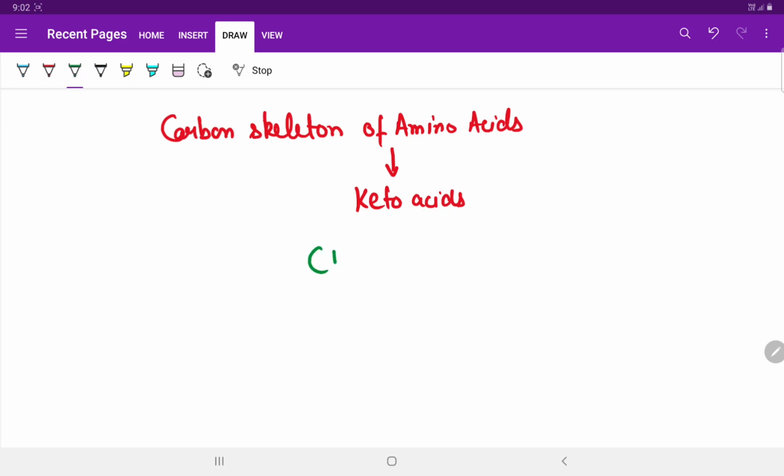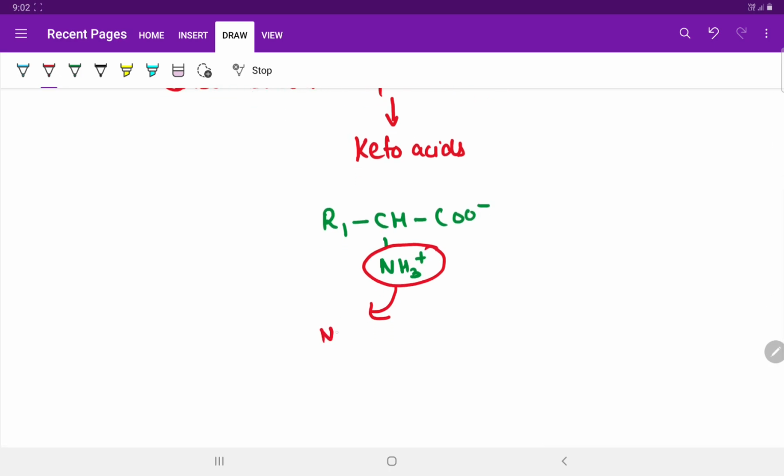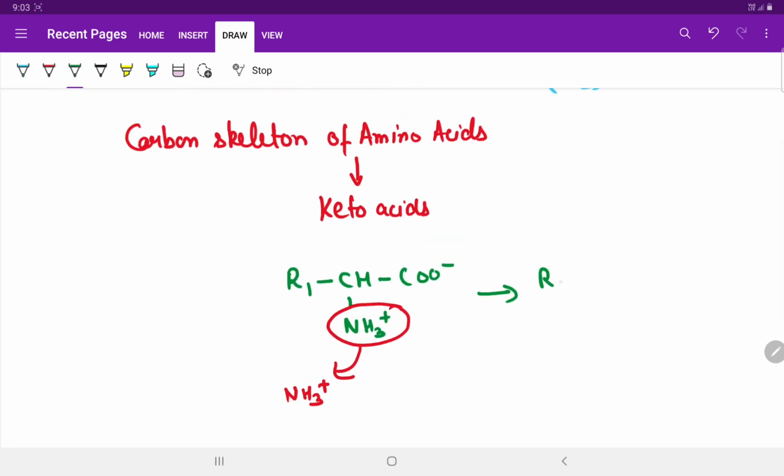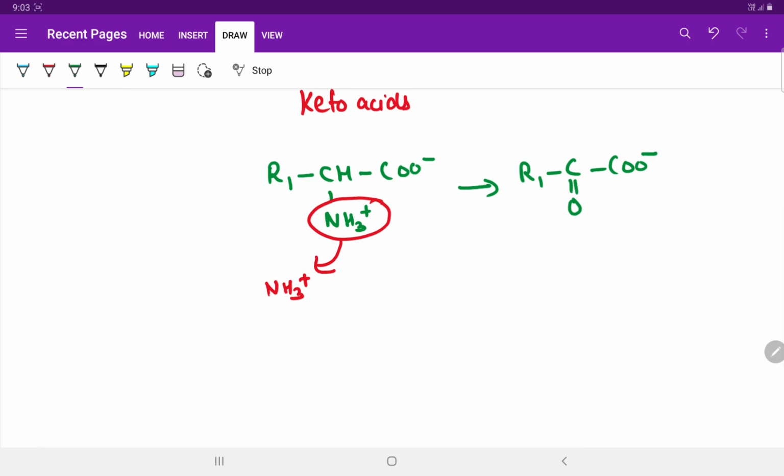So first of all, let us refer to what happens in this. This is the general structure, let us draw the general structure of an amino acid, alkyl, and this is the carbon skeleton. The first step will be the removal of this amino group, the liberation of ammonia ions, and then changing it into the keto acid form. This keto acid form will be further subjected to various reactions.